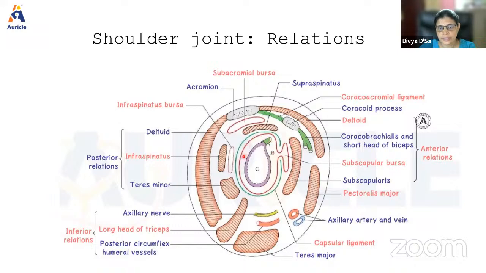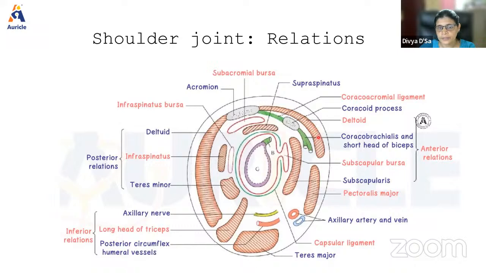This is the synovial. This green thing is the capsule of the joint, this is the synovial membrane, and this is the tendon of the long head of biceps, which we see within the synovial membrane here. Coming to the anterior relations, this muscle is the subscapularis, because beneath that is the subscapular bursa. This is the coracoid process, and attached to it will be the coracobrachialis as well as the short head of biceps, which have their origin from there.